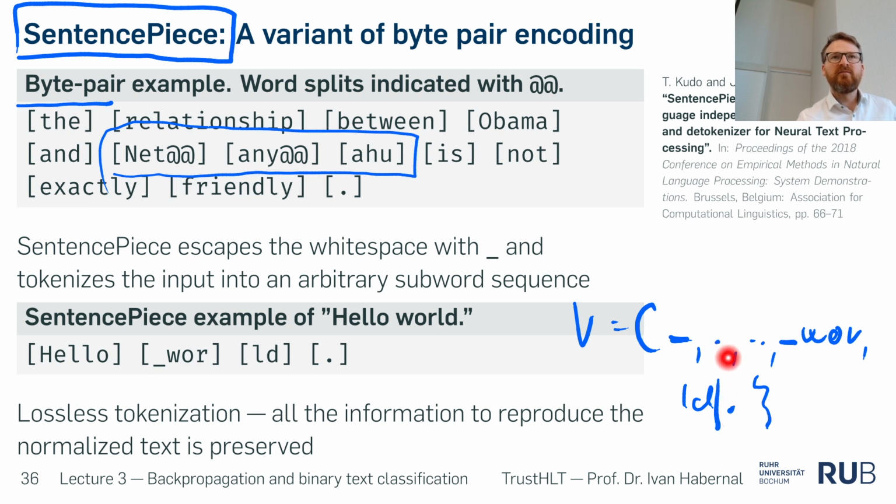Yeah, I get that, but why don't we do that for the white space? Why don't we have hello and world the same way we have LD and dot separated? Because in your vocabulary, there were a lot of occurrences of the word WOR and this white space so many times together that they got merged into the vocabulary.